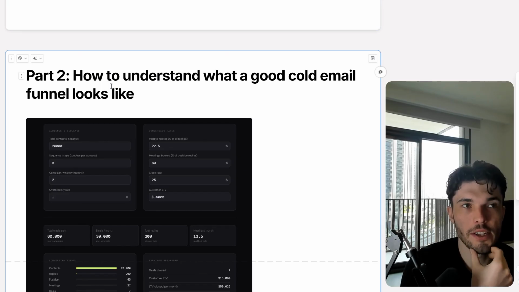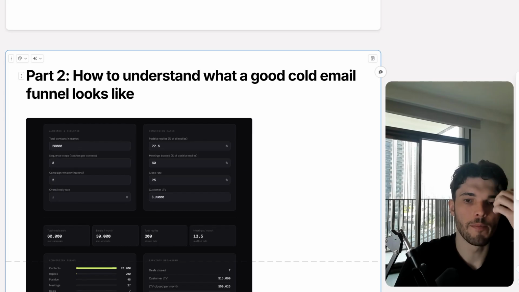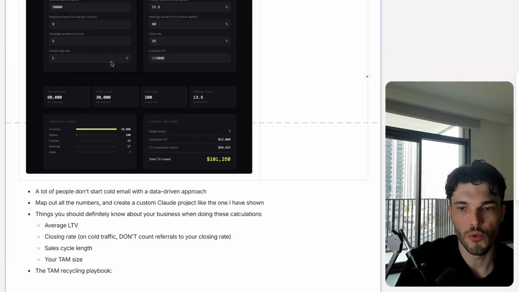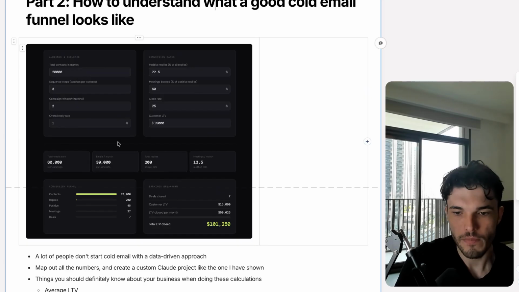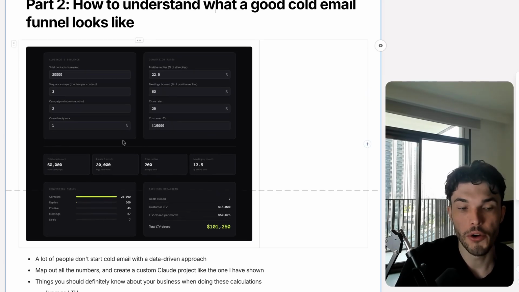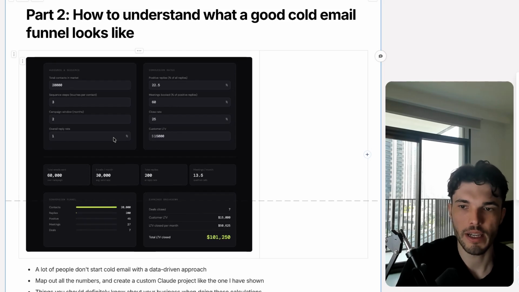Now, the issue that I see with a lot of people is that they don't really have a data-driven approach to how they build out their funnel, right? So what you need to do, and this is what I've done for myself and what we do for clients, is build out a calculator like this, which is going to show what return you can expect based on assumptions about conversions and volume.